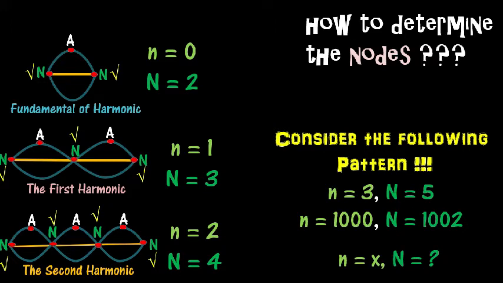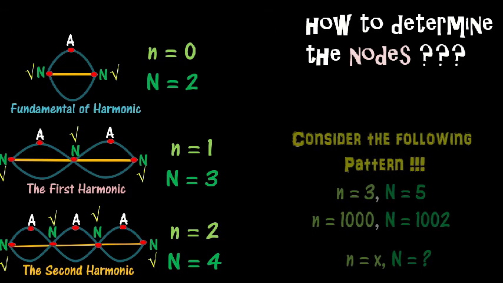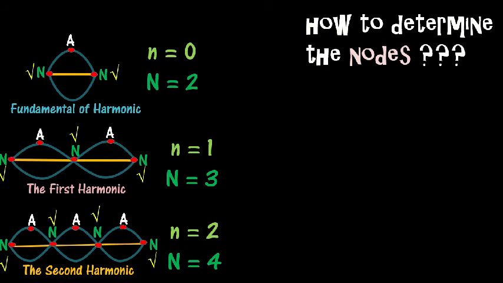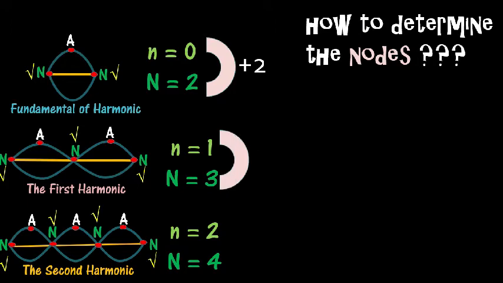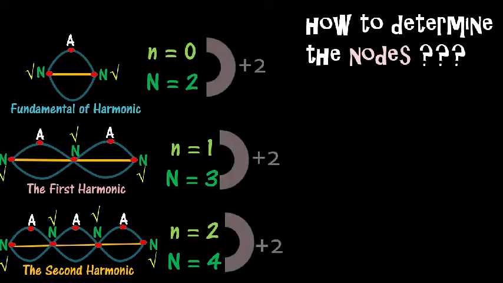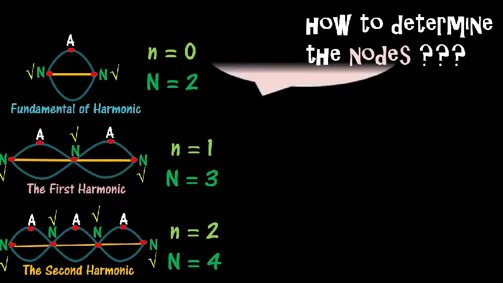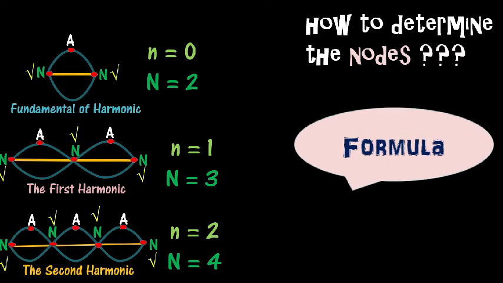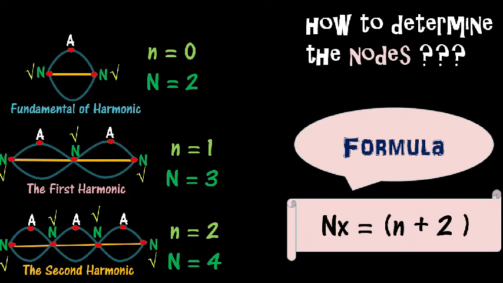So how about the number of notes in point X? Pay attention to the following pattern. When one number of harmonic rises, the number of notes always increases by 2. So it can be concluded that the formula for finding notes at point X is n plus 2.